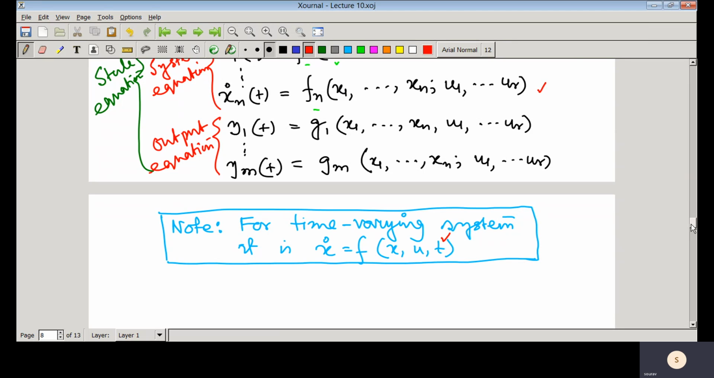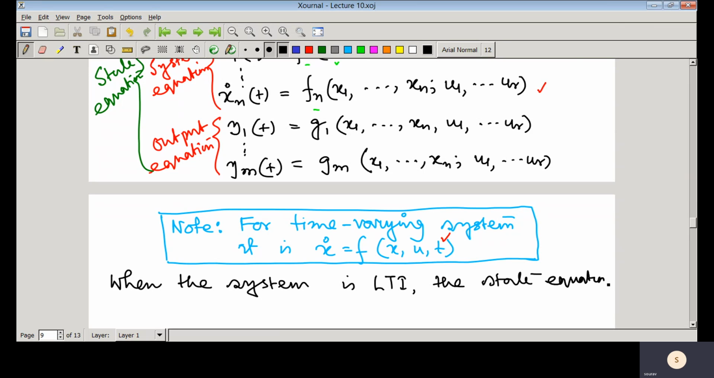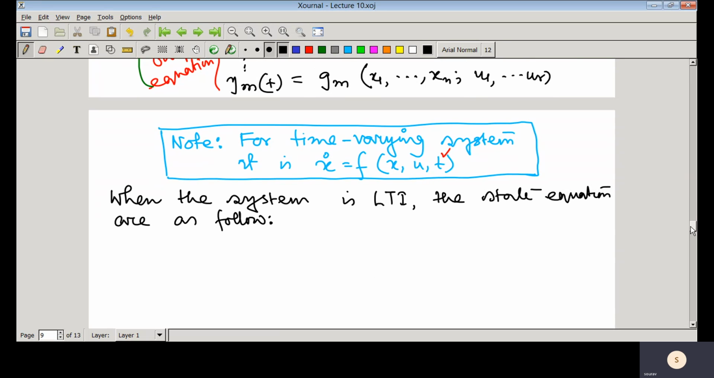Now we'll see how the state space equations look when the system is linear time invariant, which is actually our main objective in this course, to study linear time invariant systems. If it is a linear time invariant case, we can represent the state equation and output equation in matrix form. That is x dot t equal to A x t. This is the standard form. You should remember these things always. And you have that initial condition.